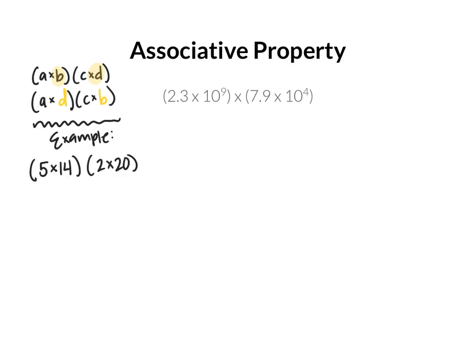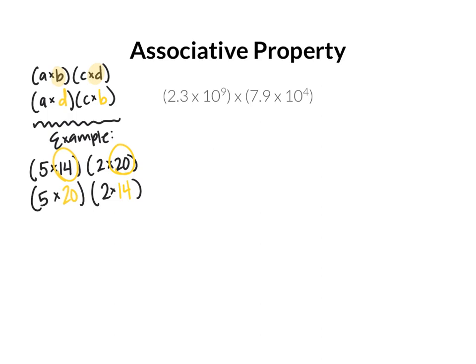You may remember from earlier grades the associative property. The associative property tells us that if we're multiplying groups of numbers like a times b multiplied by the product of c times d, we can actually rearrange those factors and get the same product as an end result. For example, let's say that we're multiplying 5 by 14 and 2 by 20 and then multiplying those products together. I can actually rearrange the problem to make the mental math a little bit easier.